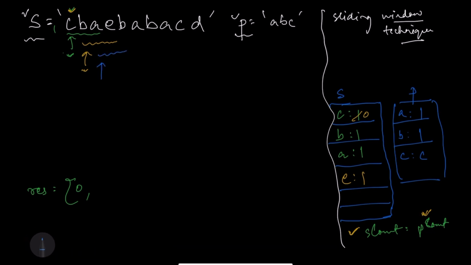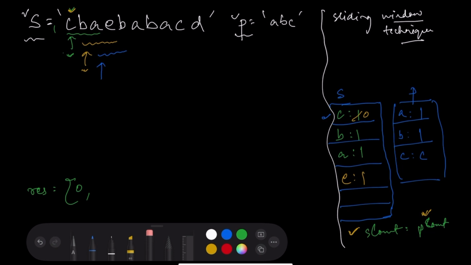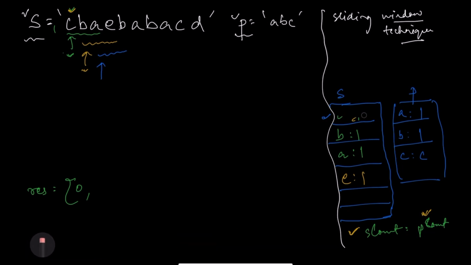Now our pointer will be here. In this window, first we will decrease. Now as we have decreased it to 0, like in the previous dry run, as our C has become 0, we would have popped this out. Now this is popped out.